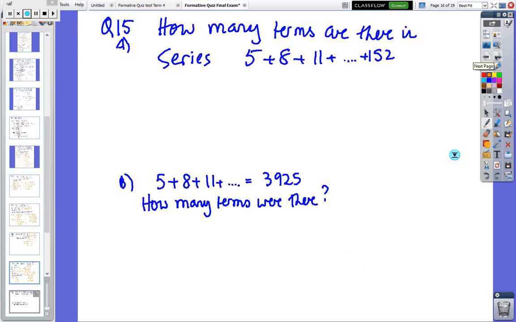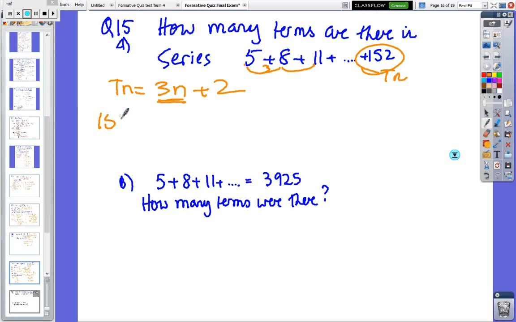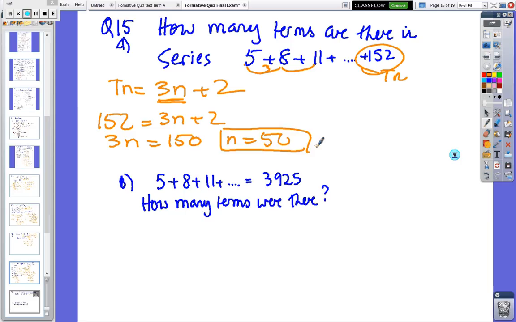Okay, so we're back to an AP question. How many terms are there in the series, and so on. So this is the last term, so this is Tn. We need to find what number it is, if it's going to be a number. Okay, so the gaps are 3, so straight away we know it's 3n. And then how do you go from 3 to 5? We add 2. So 152 equals 3n plus 2. 3n equals 150. n equals 50. So there are 50 terms.